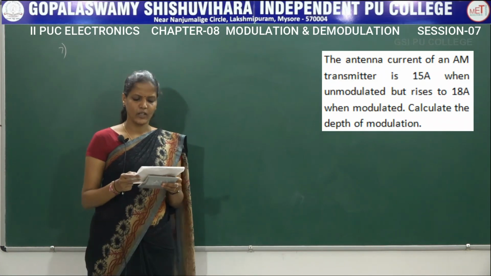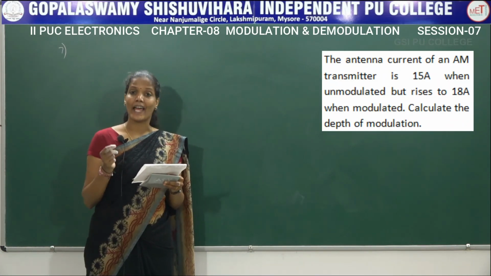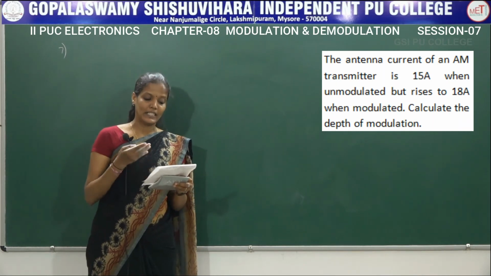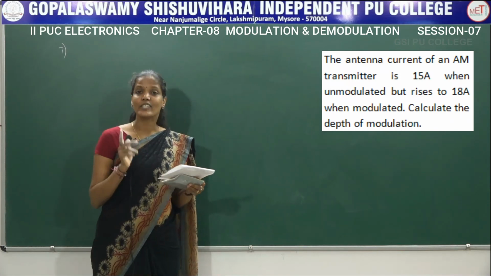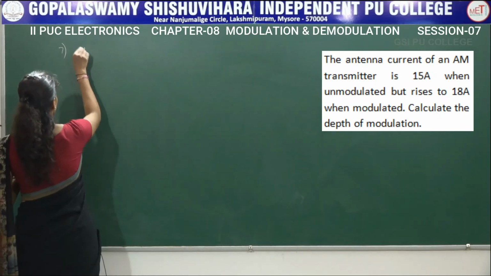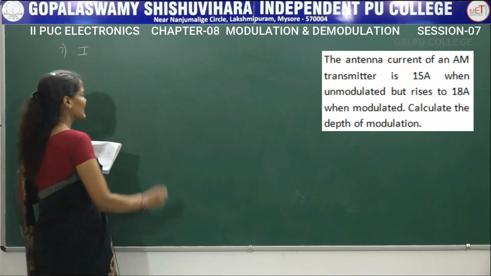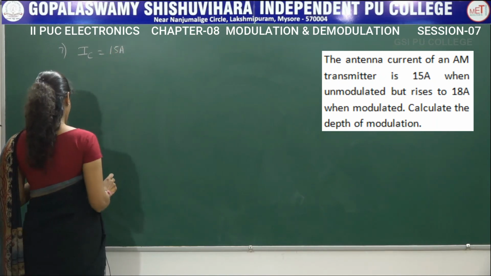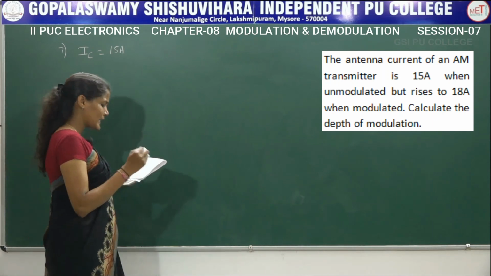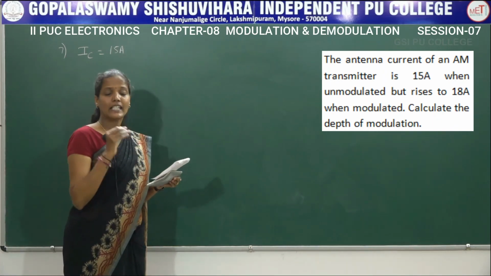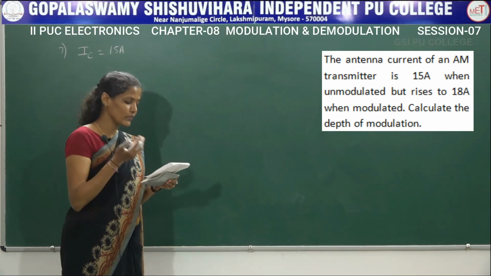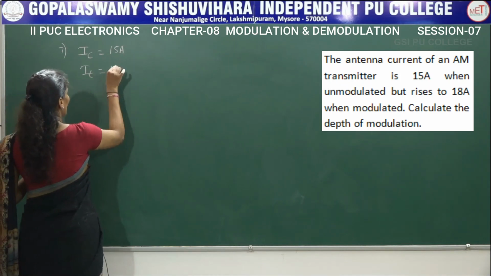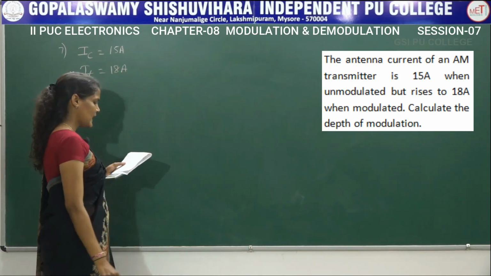The antenna current of an AM transmitter is 15 amps when unmodulated, that is before the modulation process. They have given the antenna current. Let us denote that with IC. Current, so before the modulation process, let us denote it by IC. IC is equal to 15 amps, but rises to 18 amps when modulated. That is, the current value will increase from 15 amps to 18 amps after the modulation process. So let me denote by IT, whose value is equal to 18 amps.